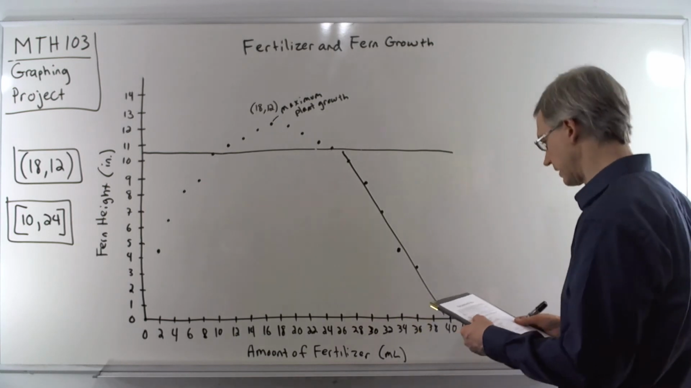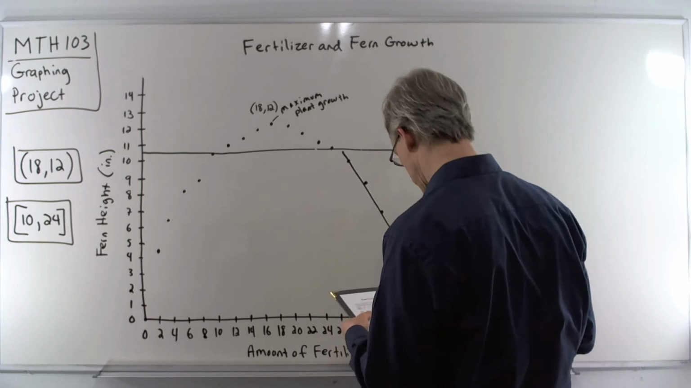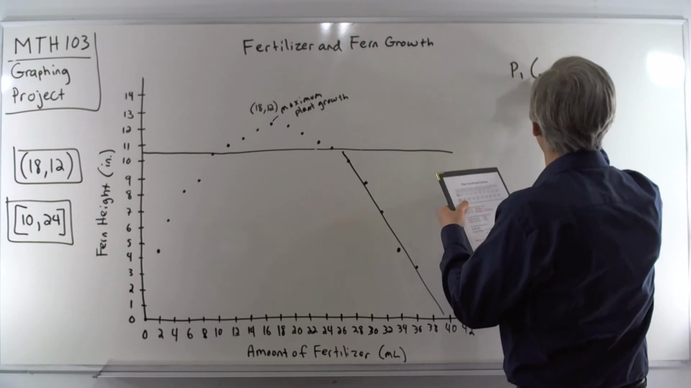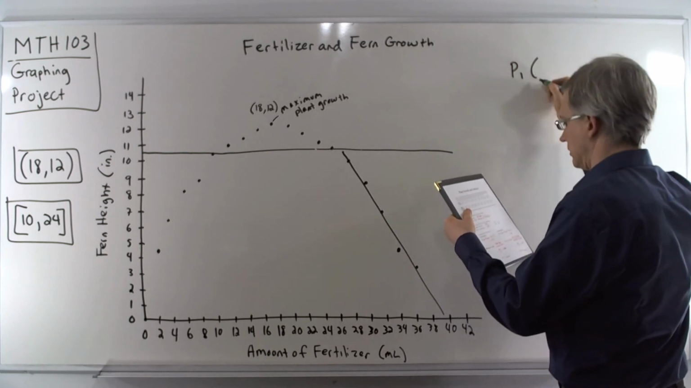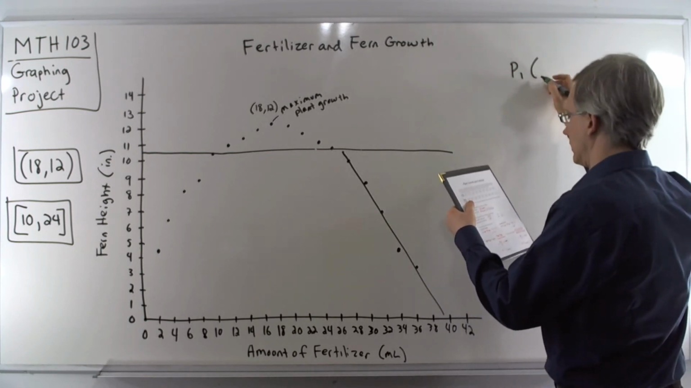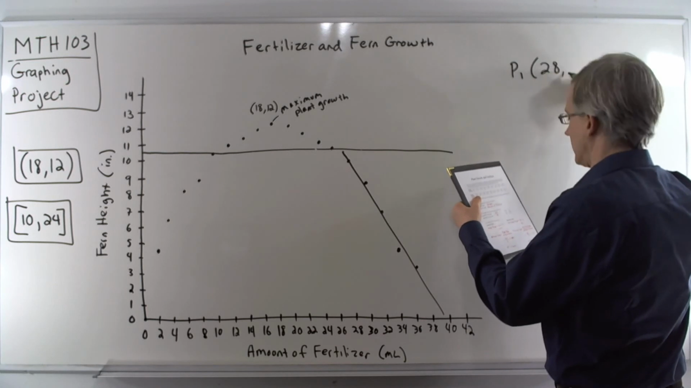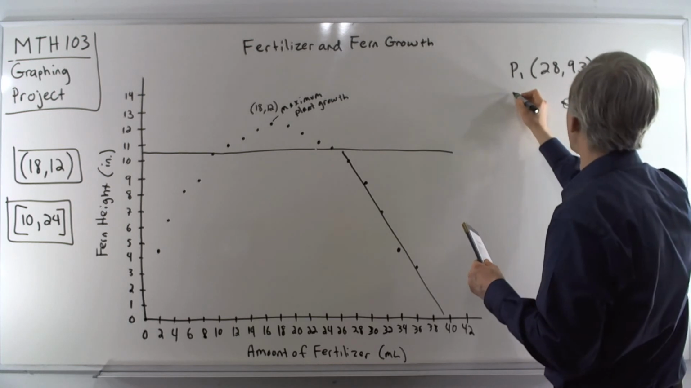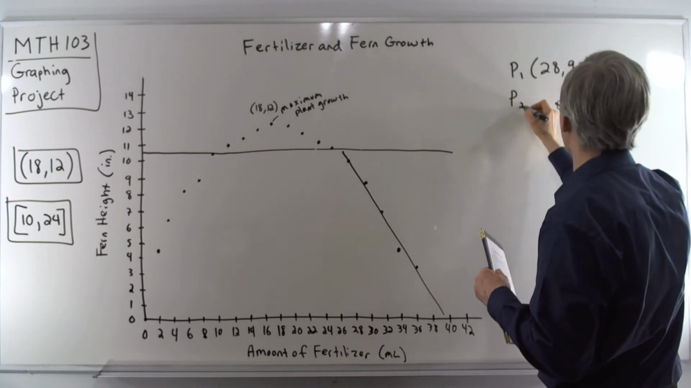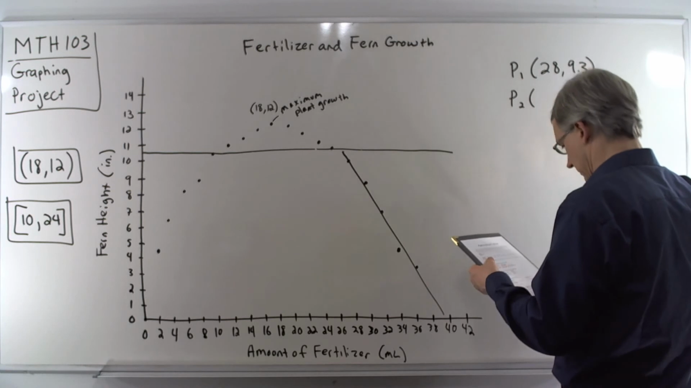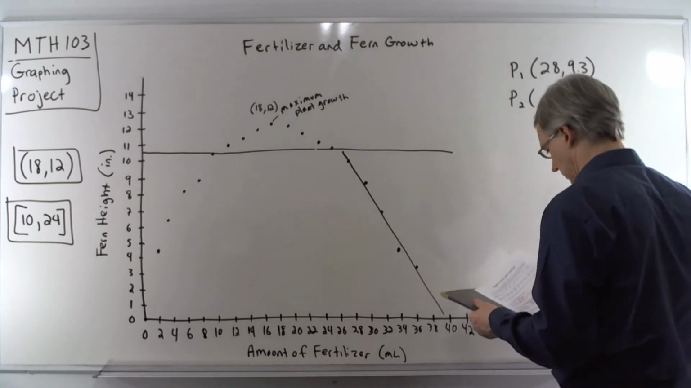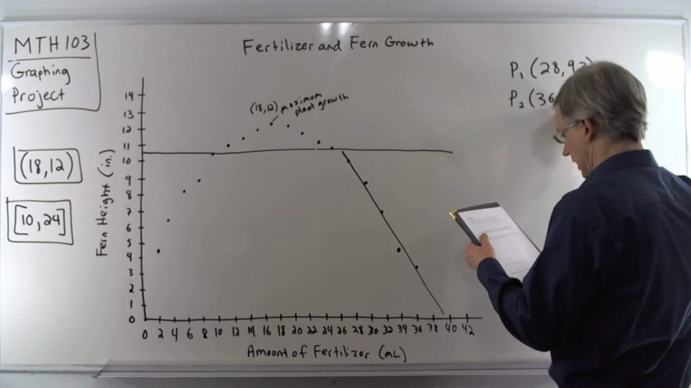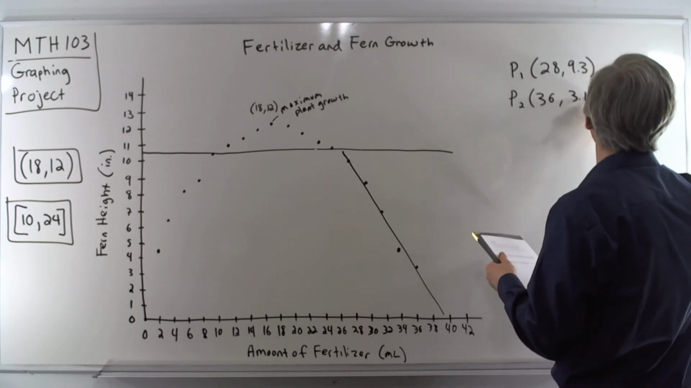All right, so our 2 points then. Calculate the slope. We've got one here at 28. I'm just going to call that point 1. And fertilizer is 28. Height is 9.3. So there's our first point. And the second one, I'm going to call that point 2. And for point 2, we're going to do 36 milliliters and 3.1 for the height.